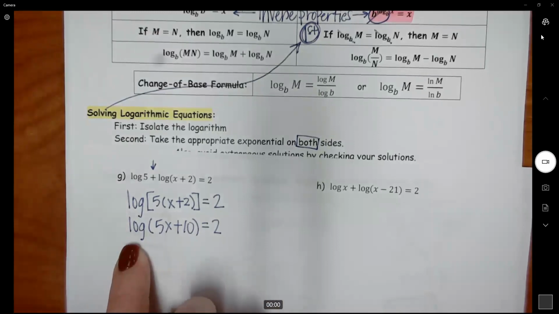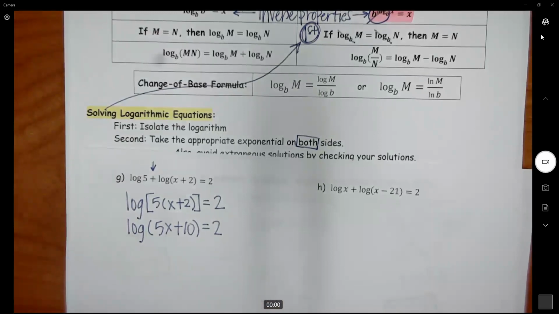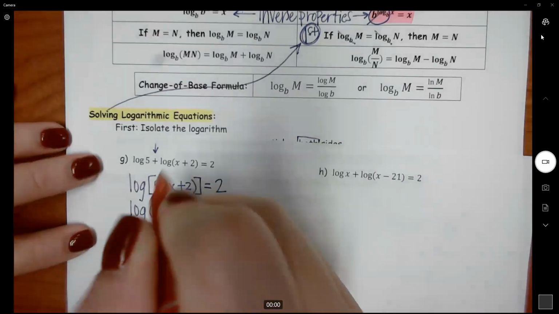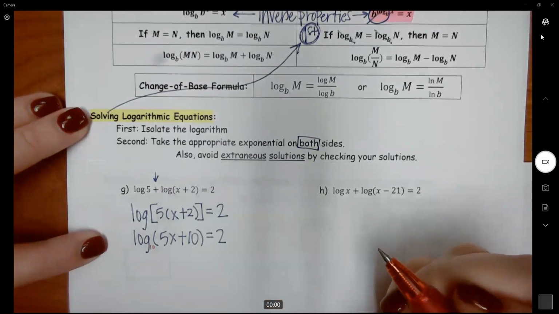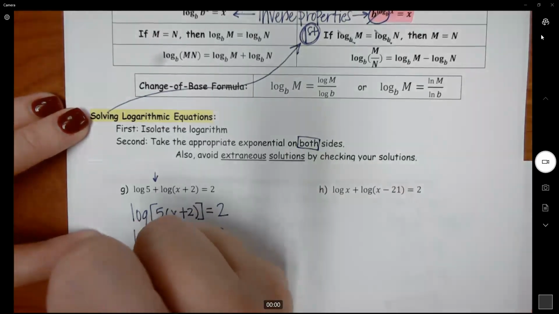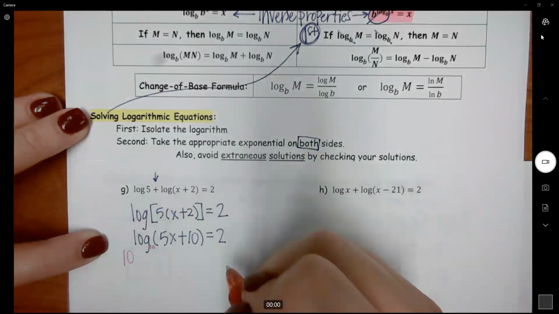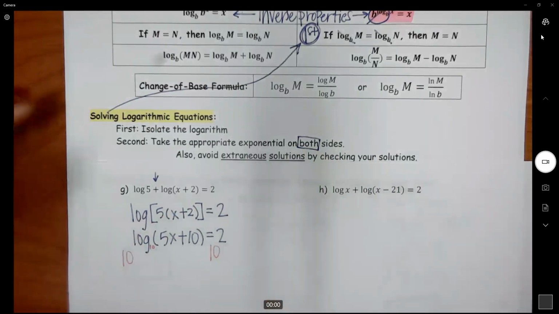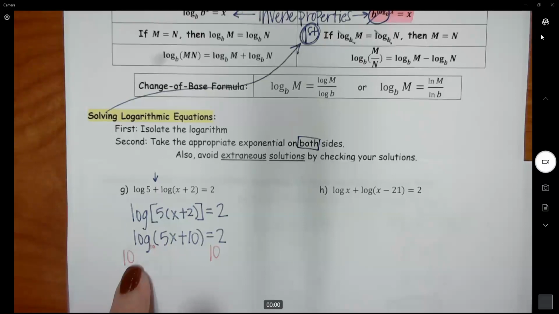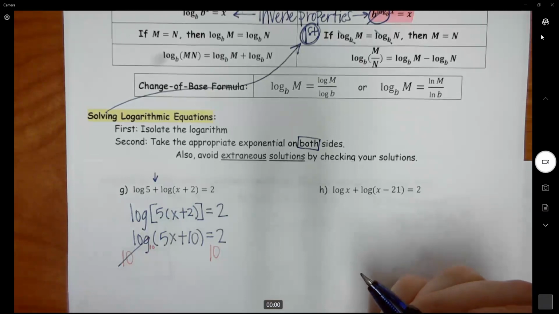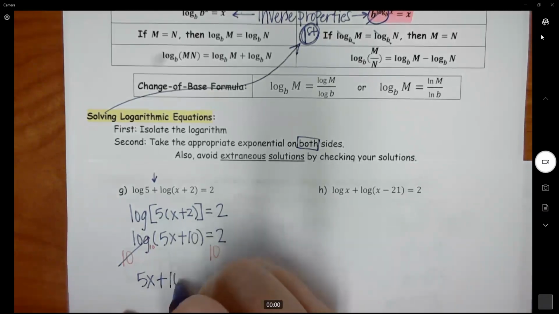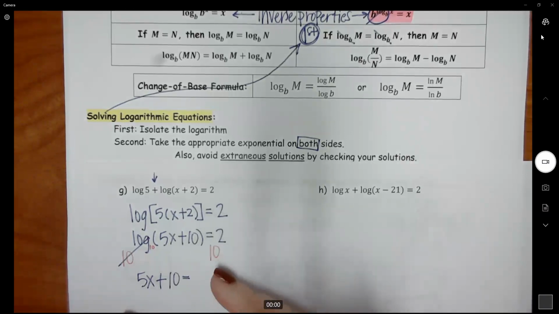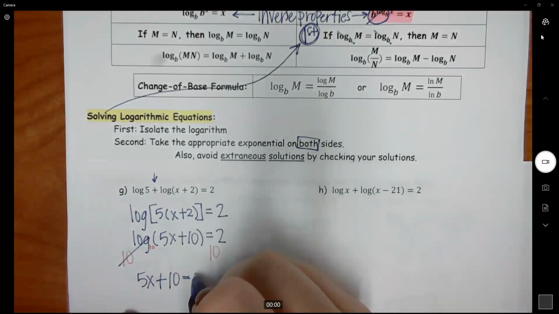So now how do I get rid of a log? Well, because it is a common log with a known base of 10, to undo a log of base 10, I'm going to raise this as an exponent with a base of 10. And what I do to one side, I have to do to the other. So 10 to the power of log base 10 cancels out, and you are only left with 5x plus 10. And then 10 squared is 10 times 10, so that's 100.